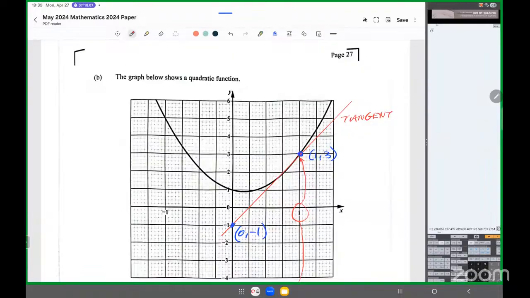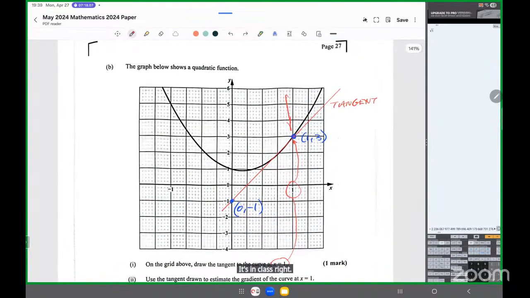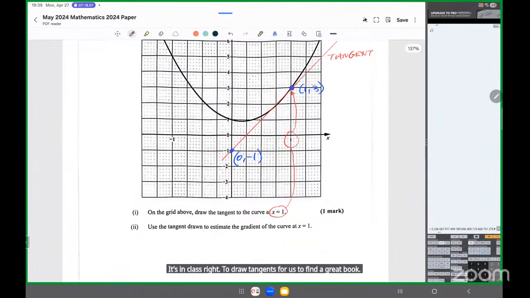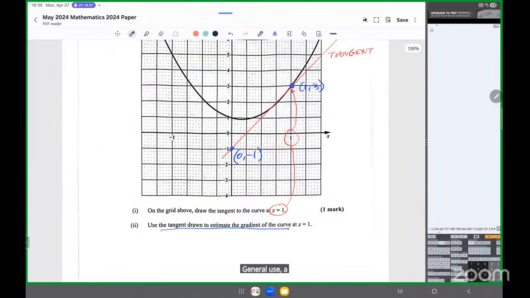Sorry, if you want to find the gradient of the curve at this point, then you find the gradient of the tangent using these 2 points. We did that in class. Anybody remember us doing that in class? To draw tangents to curves to find the gradient. Use a tangent drawn to estimate the gradient of a curve at x equals 1. So I'm going to use those 2 points.